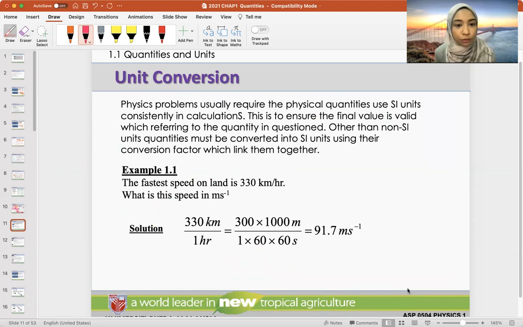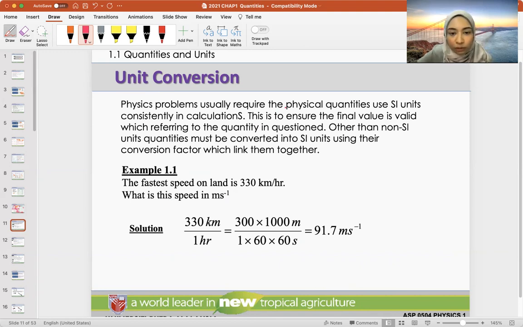So physics problems usually require the physical quantities to use SI units. Do I have any chat going on? I have a chat over here. The calculator has it. Okay, that's good. So you guys don't have to memorize then. But if you don't know that the calculator has it, like me, I just memorize the prefix. Better to use the calculator.